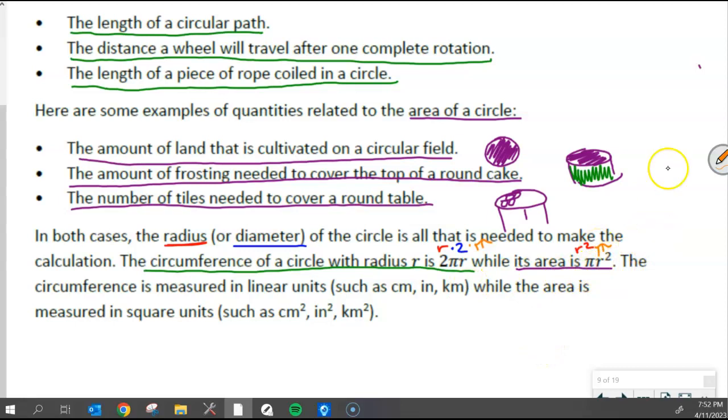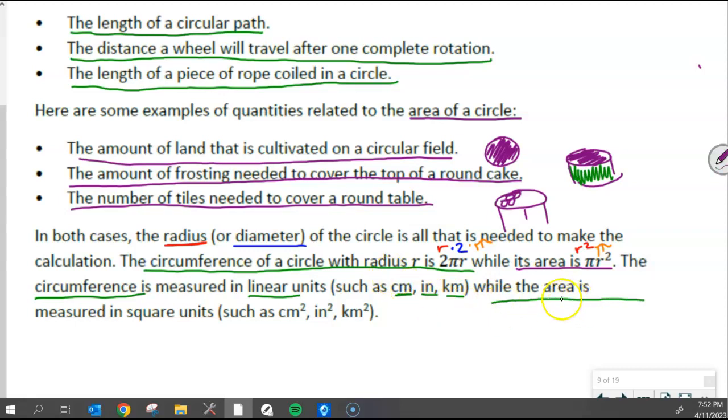And as you saw in this, we can measure the diameter, the radius, the circumference, the area. We can measure all of them in all sorts of different units. But the key thing to remember is when I'm dealing with circumference, the units are linear units, meaning centimeters, inches, kilometers, meaning I could just take a ruler or a measuring tape and stretch it across.